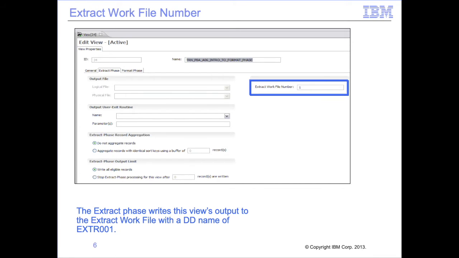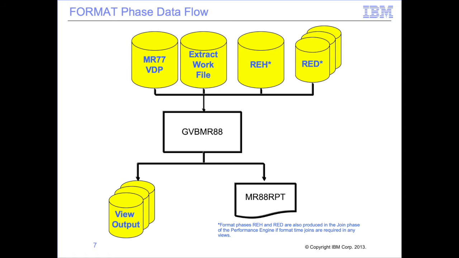The output DD name used in the extract phase is a concatenation of letters EXTR with 3 digits representing the extract work file number, beginning with zeros if necessary. For example, the extract phase outputs for this view would be written to an extract work file with a DD name of EXTR001. The primary SAFR program in the format phase is GenevaERS.